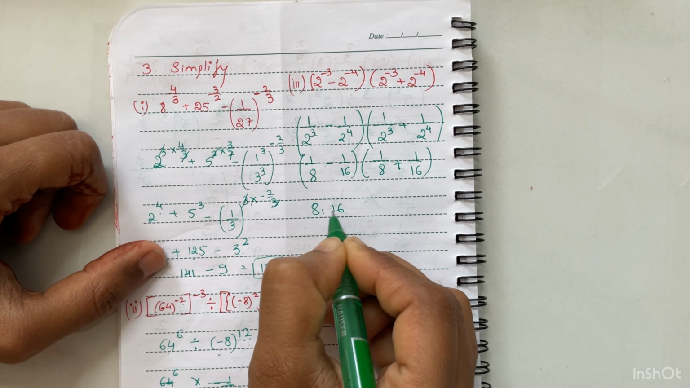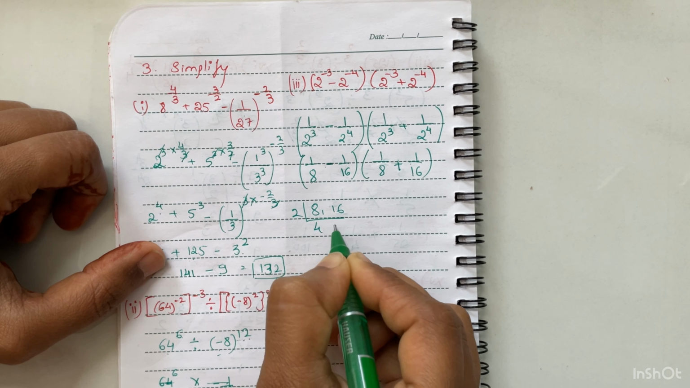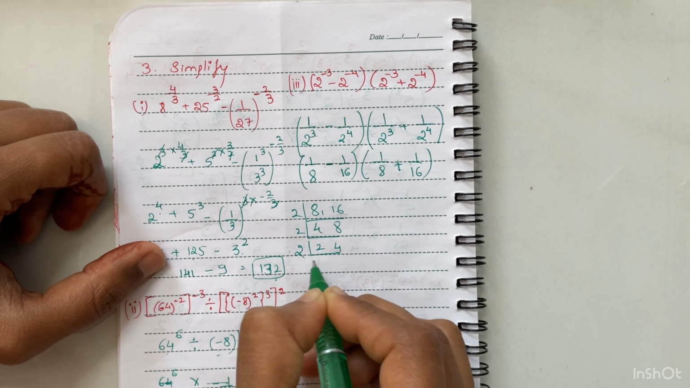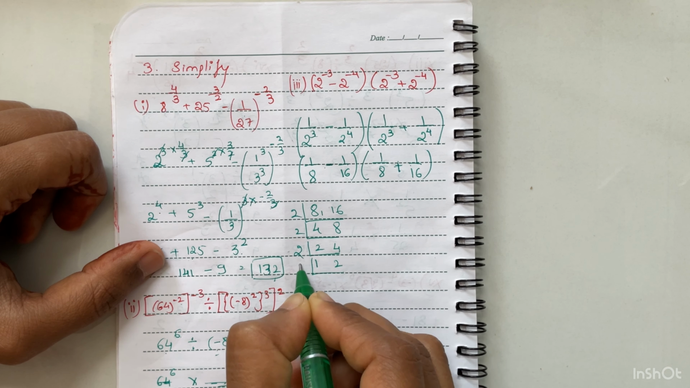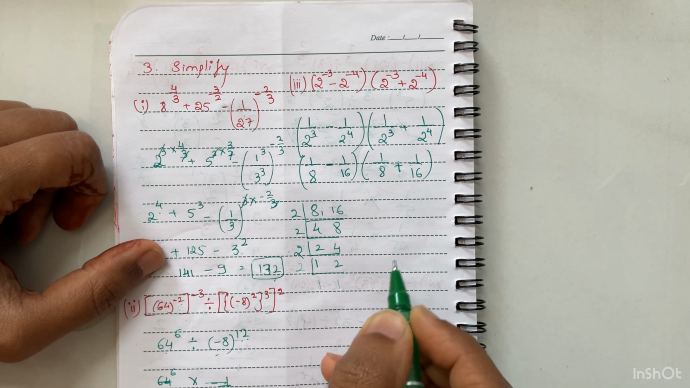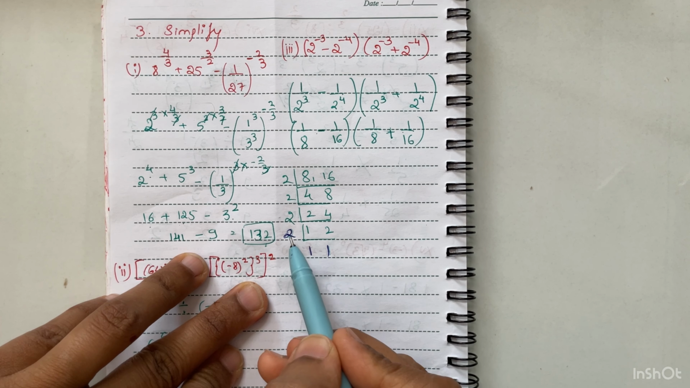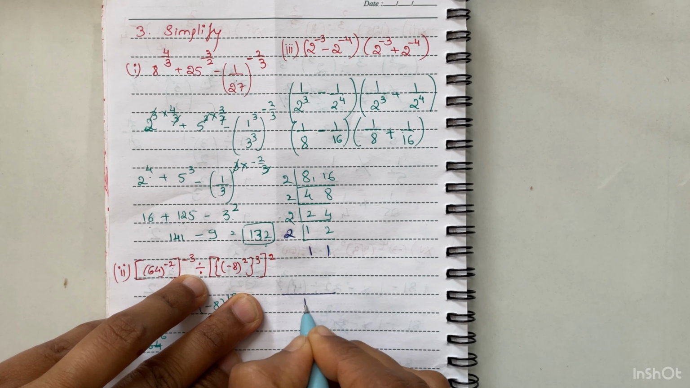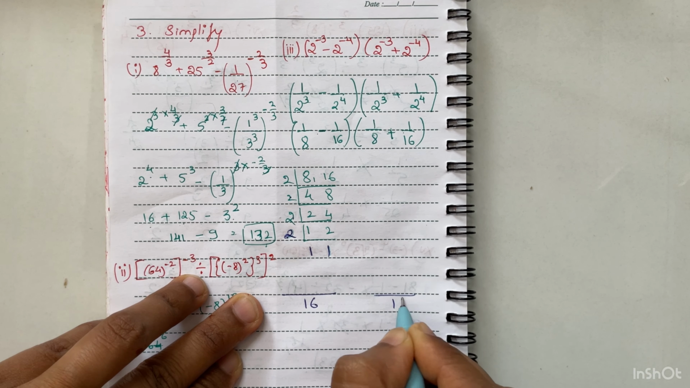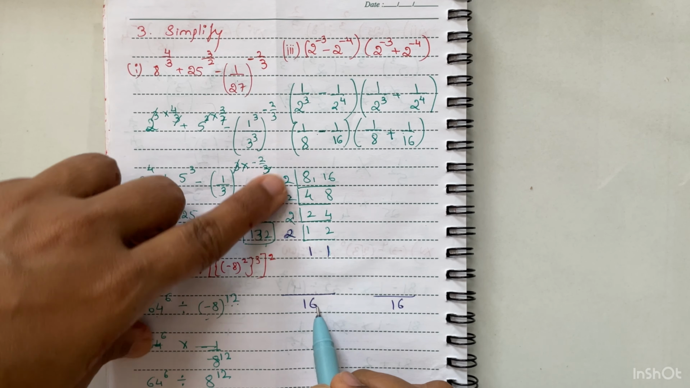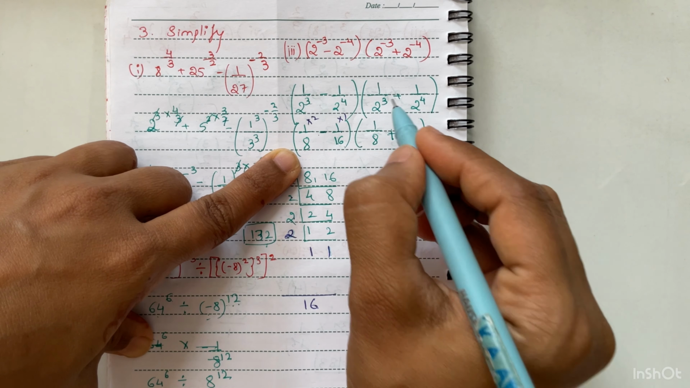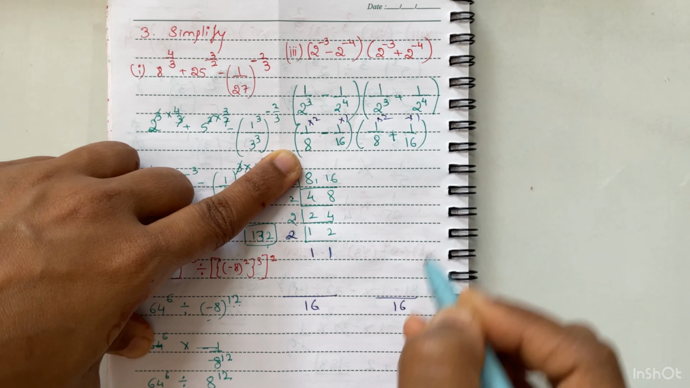For 8 and 16, see, 2 4s are 8, 2 8s are 16, 2 2s are 4, 2 4s are 8, 2 1s are 2, 2 2s are 4, we are left with only 2, 2 1s are 2, okay. Now see here, 2 to the 4, 4 to the 8, 8 to the 16. So the LCM we found is 16 for both. Okay, now see, 8 how much is 16? 8 2s are 16. 16 how much is 16? 1, obviously.